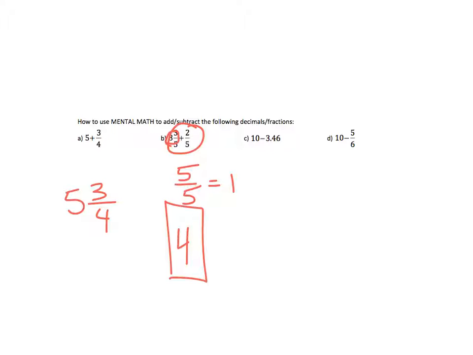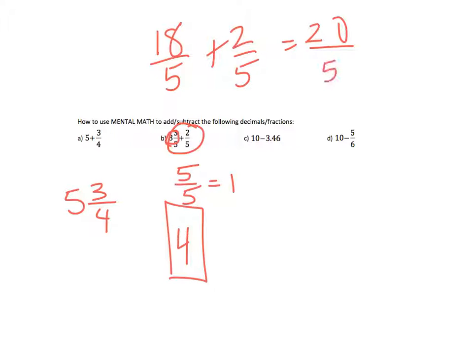Now you'd get the same answer if you just did it the other way. If you changed 3 times 5 to be 15 plus 3, 18/5 plus 2/5 equals 20/5, which reduces to 4. So you get the same answer, but look how much faster I did it when I recognized that I had the same common denominator.